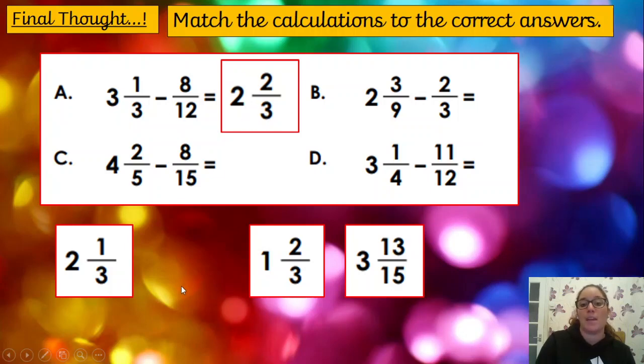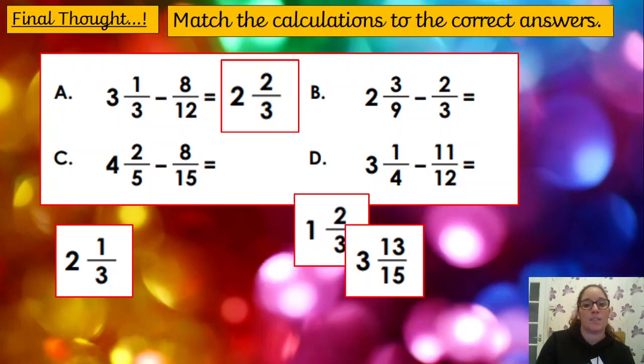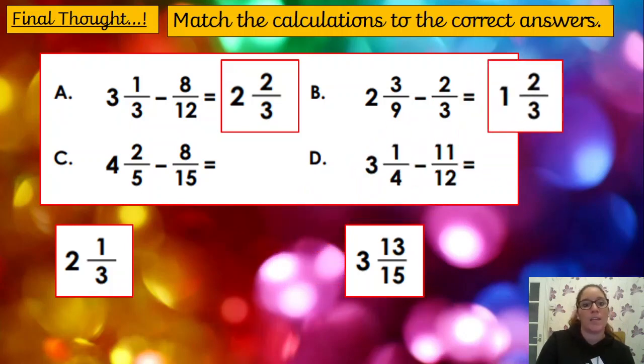Then we've got B, 2 3/9 take away 2/3. Okay, again, if you notice, these 3 denominators are 3. Okay, so 12 you can divide by 4 to get 3. 9 you can divide by 3 to get 3, and 12 you can divide by 4 to get 3. Okay, so they've just been simplified. So 2 3/9 take away 2/3 is 1 2/3.